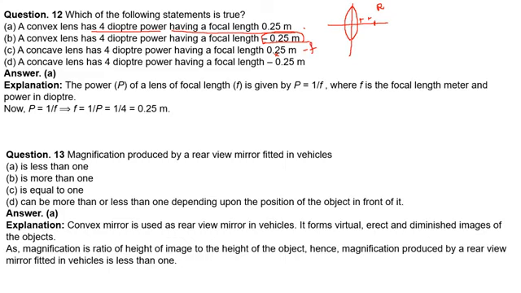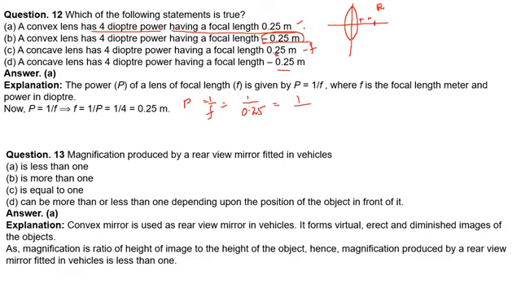So let's see what is the answer for this question. Here convex lens has 4 diopter power having a focal length 0.25 meter. This is the right option. How to find out? Power is equal to 1 upon f. Now what is 1 upon f? They have given 0.25, so divide 1 by 0.25, it will come.